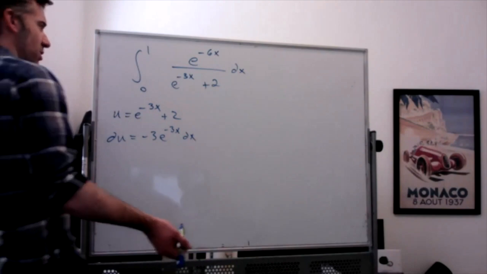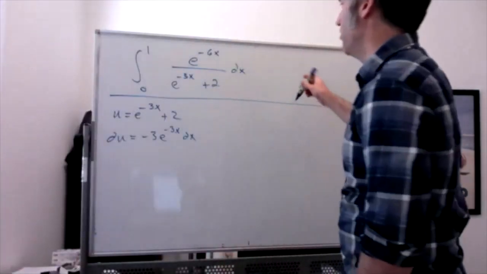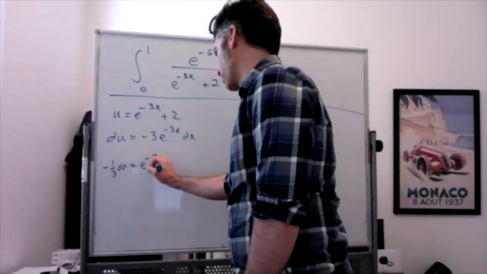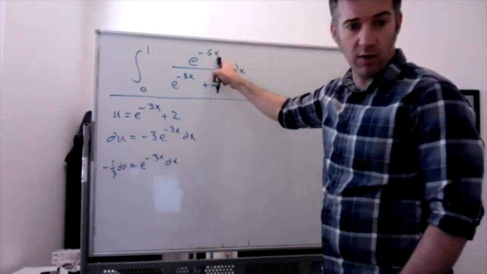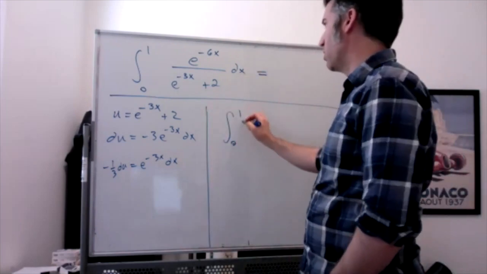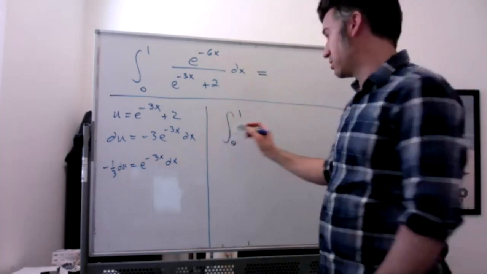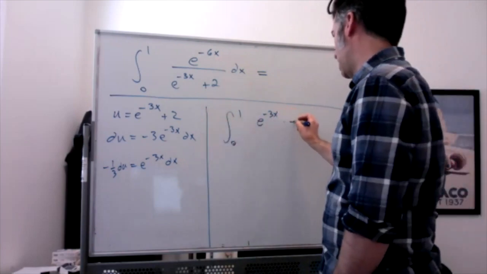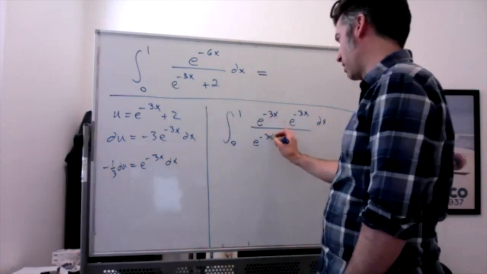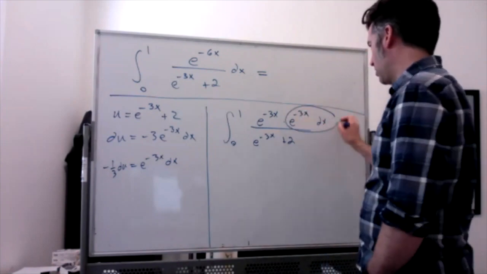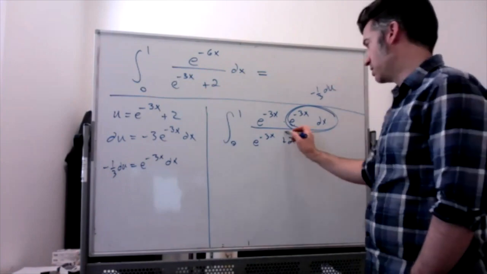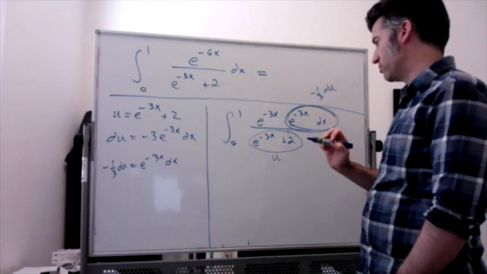Yeah, okay, I see what's going to happen here. Negative 1/3 du is e to the negative 3x dx. So I'm going to break this apart. I'm going to write this as the integral from 0 to 1, e to the negative 6x, I can break up into an e to the negative 3x times an e to the negative 3x over e to the negative 3x plus 2. This right here, there's my negative 1/3 du. This right here, there's my u.